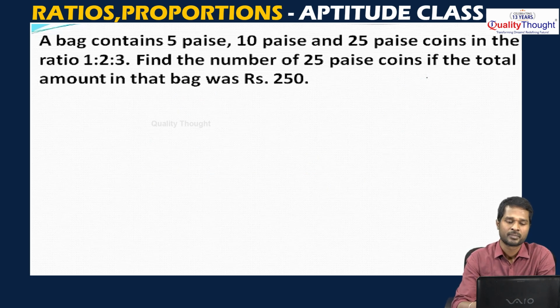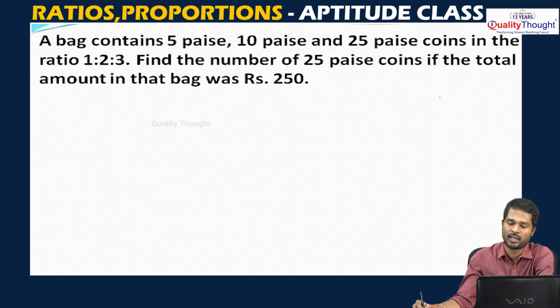The question says a bag contains 5 paisa, 10 paisa and 25 paisa coins in the ratio 1 is to 2 is to 3. Find the number of 25 paisa coins if the total amount in that bag was rupees 250. Very important one. See how to solve this question.